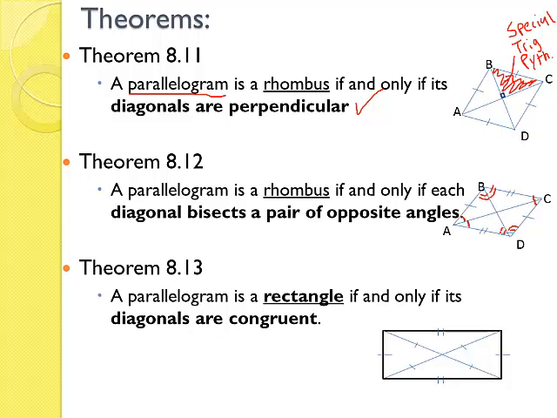Its diagonals bisect each other, but the special property is they don't just bisect each other, they're the exact same length. The diagonals are going to be the exact same length. So, if the diagonals are congruent and they bisect each other, that means it's a parallelogram. It also means that it is a rectangle, which means it holds all the properties of a rectangle.